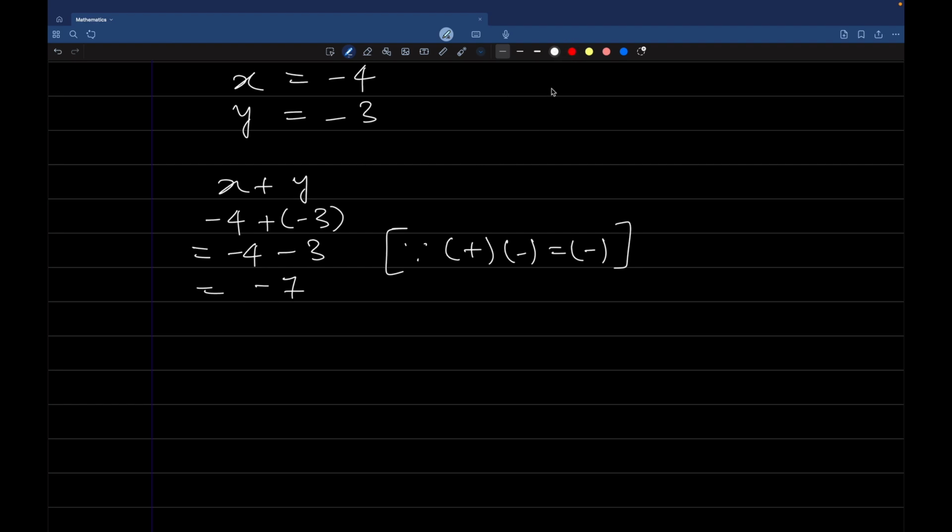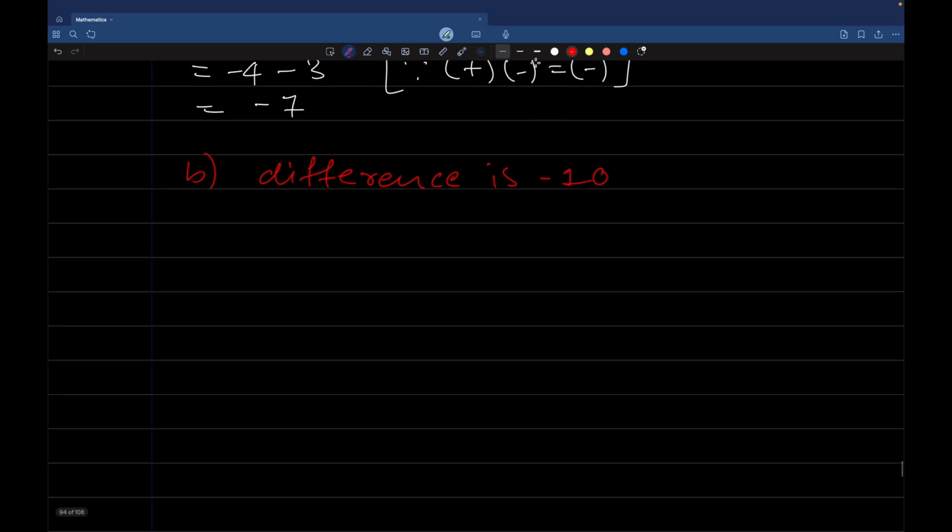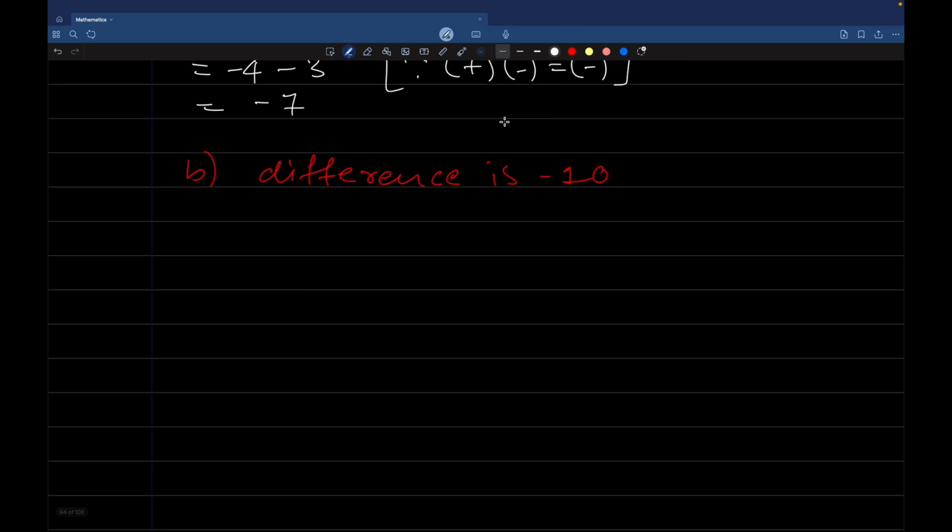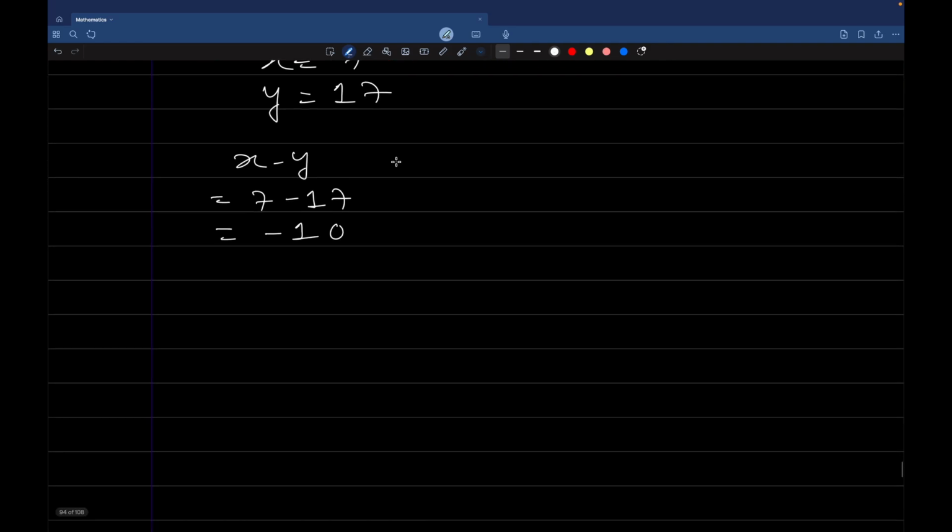Now question number 1b, x and y whose difference is minus 10. We can take x equals to 7, y equals to 17, and get x minus y equals to 7 minus 17, that is equals to minus 10.